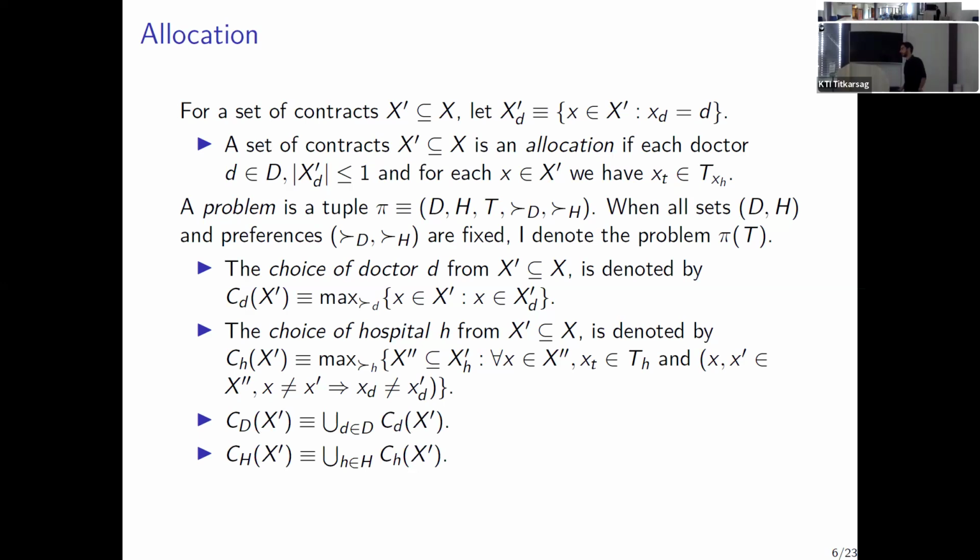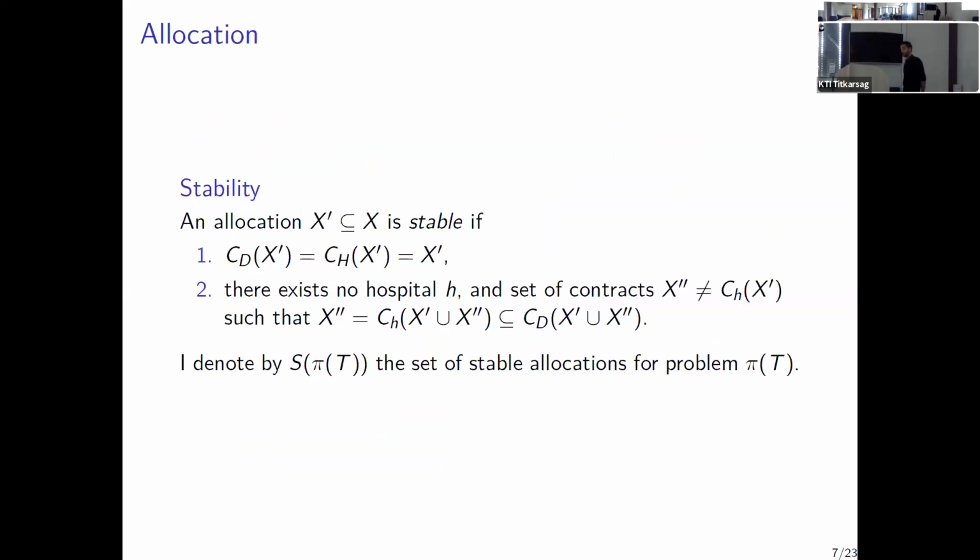And then to consider the allocation, I take the union of all the contracts chosen by doctors and all the set of contracts chosen by us. So the main point of matching in general is the stability property. Here the definition is a bit different because it uses a choice function, but in fact we can find again the original definition. I say that an allocation X prime is stable if it is individually rational.